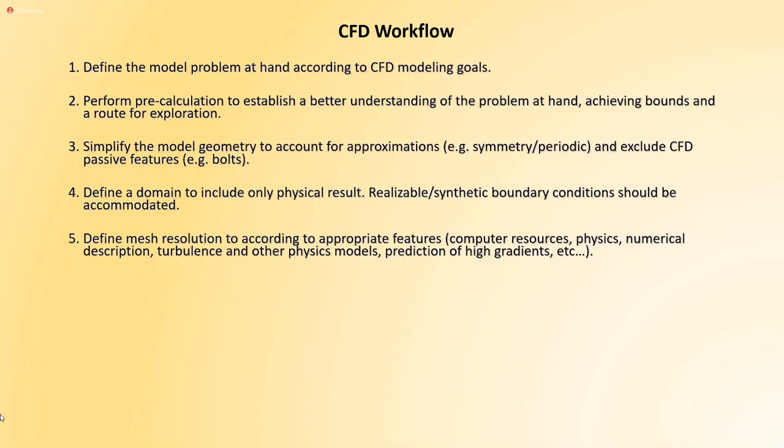Simplifying the model to account for approximations and exclude CFD passive features. Okay, the first one I'm sometimes wary about, because sometimes what you think is symmetry could not be right, and it could sometimes really cause problems. But do exclude passive features. If there's a bolt inserted inside a hole, you don't care about the results there. There's no need to model it. You're just going to get a higher aspect ratio between the full domain and the smallest part of your feature.